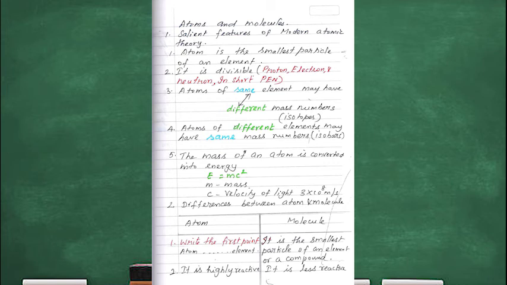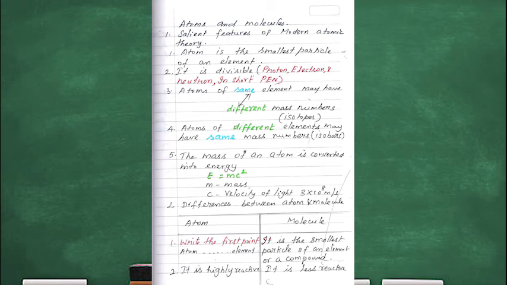Okay, in short, you can remember it this way. The next point you study, the next point will be ready in your hand. Atoms of the same element may have different mass numbers. In brackets you write isotopes. I have written it in different ink so that you will never forget.